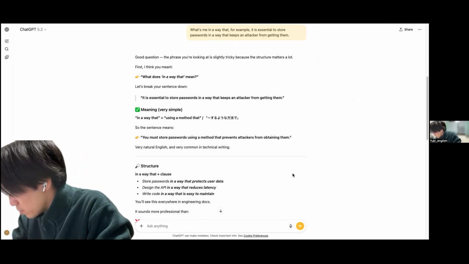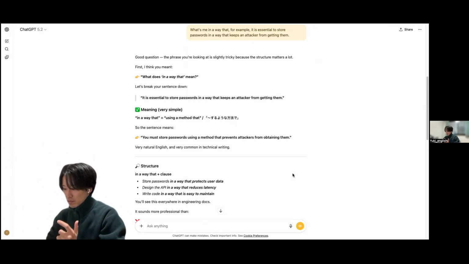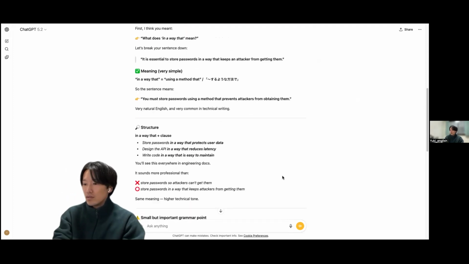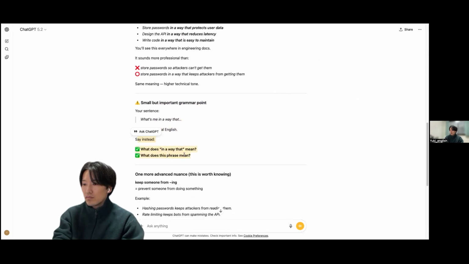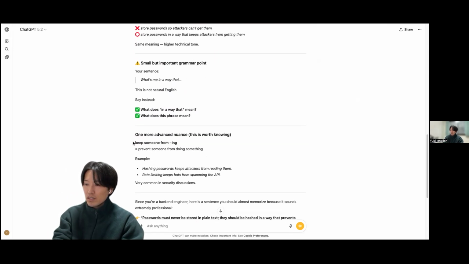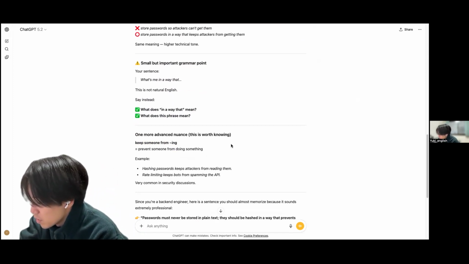Using a method that keeps from... keeps an attacker from getting them. What does "in a way that" mean? What does this phrase mean? Keep someone from something. But this is a basic phrase.